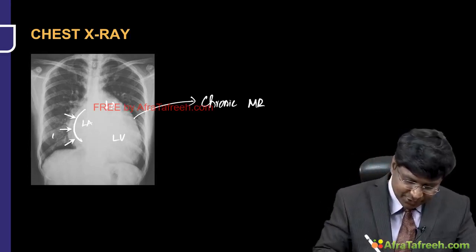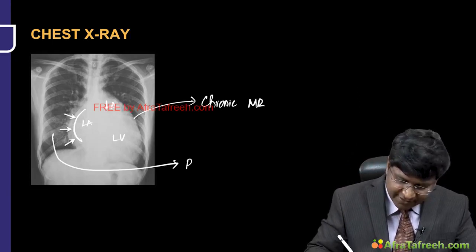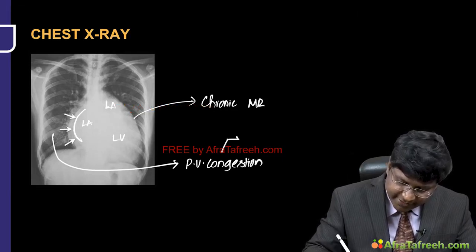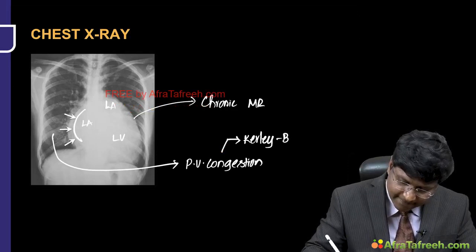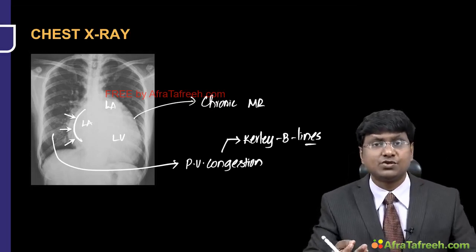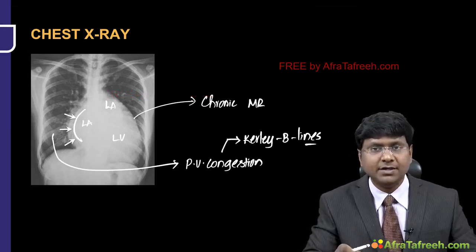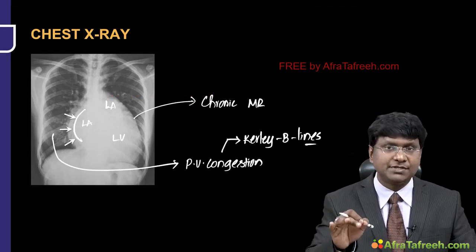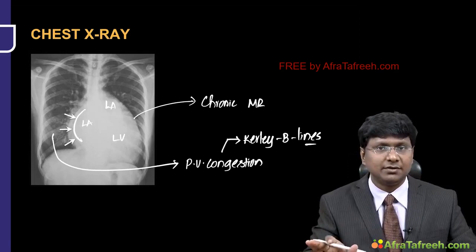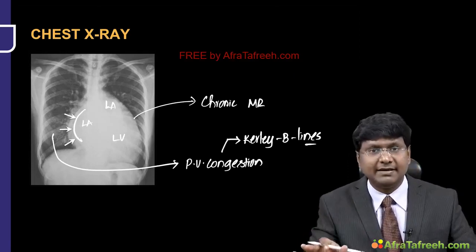And the other changes that you will observe are the features of pulmonary venous congestion. So what will be the features of pulmonary venous congestion? The individual will have the presence of Kerley B lines. Kerley B lines are nothing but the presence of interstitial edema. Right, and you will observe these Kerley B lines at the base of the lung. Okay, so that is about the Kerley B lines.